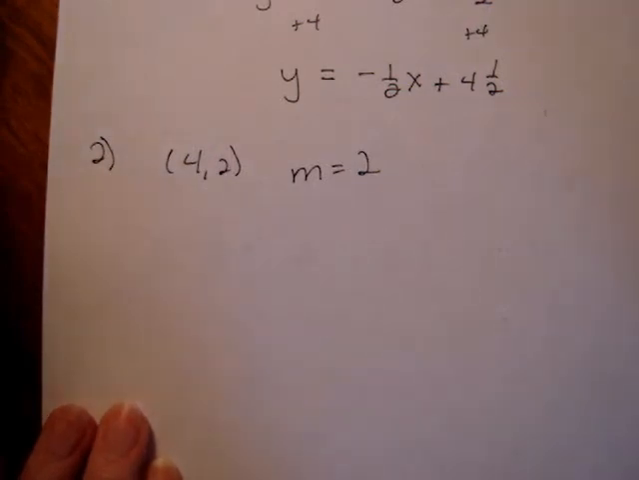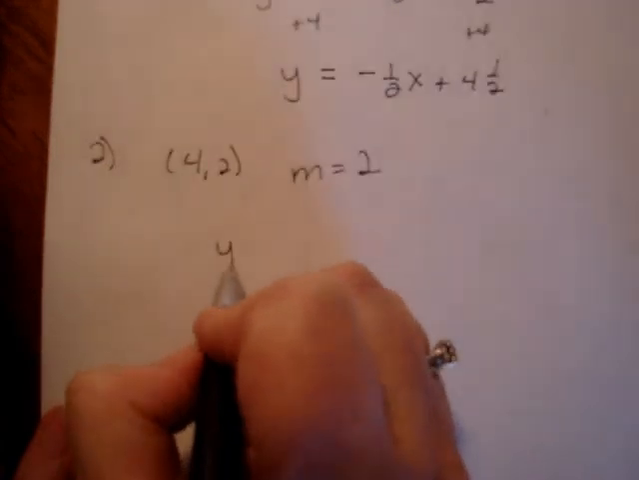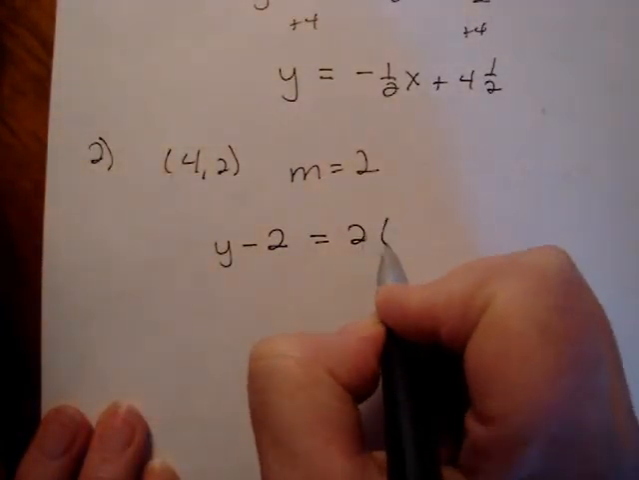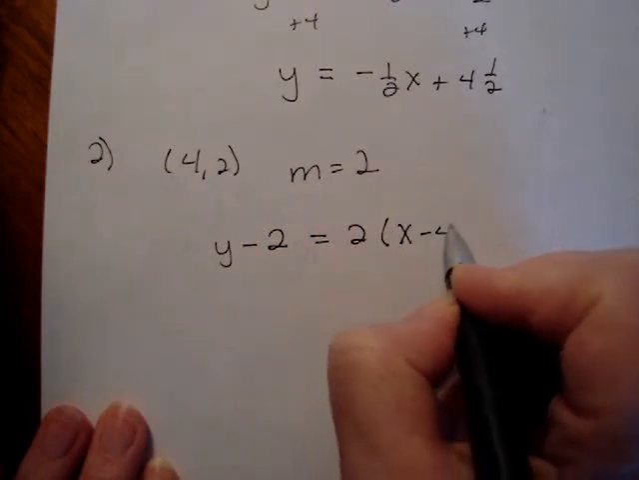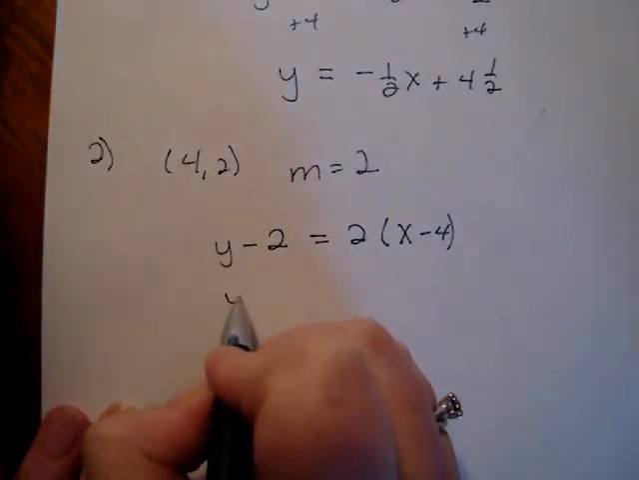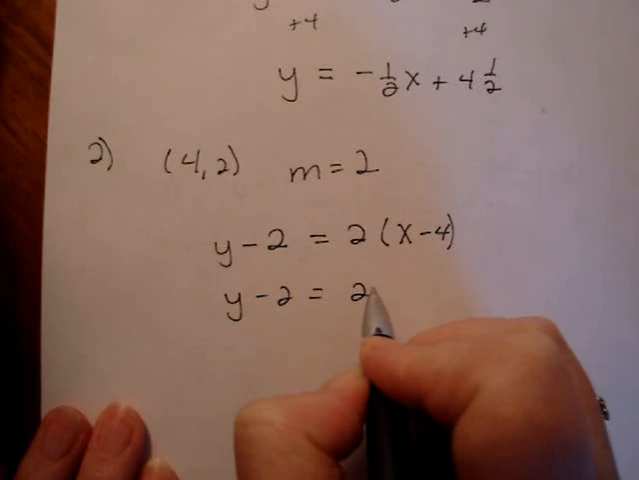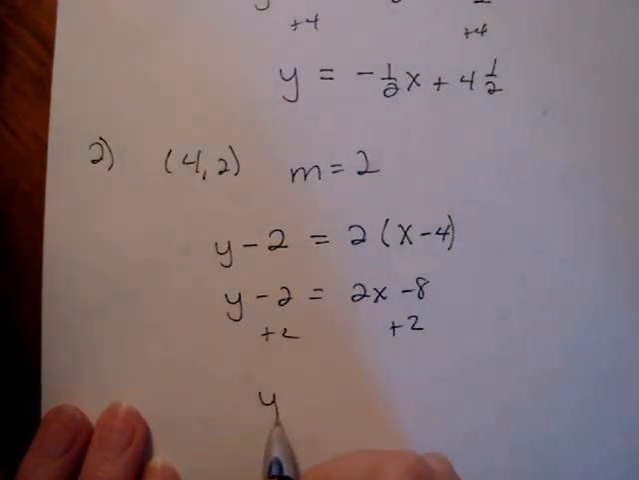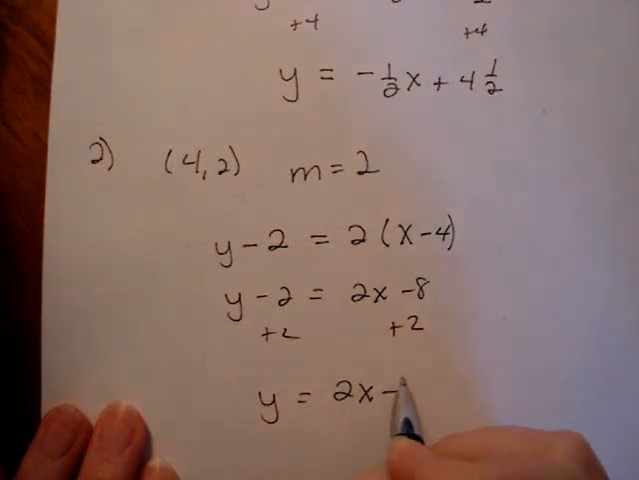I'm going to do the exact same steps. I'm going to start with point-slope form. Y minus 2 equals 2 times (x minus 4). Distribute. Y minus 2 is equal to 2x minus 8. Add 2 to both sides. Y is equal to 2x minus 6. And there is number 2.